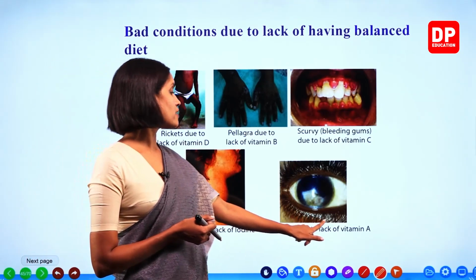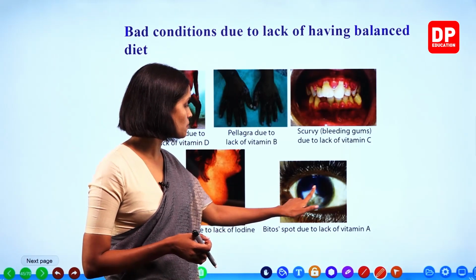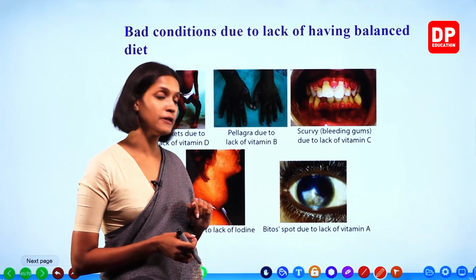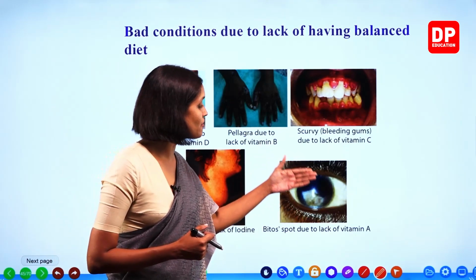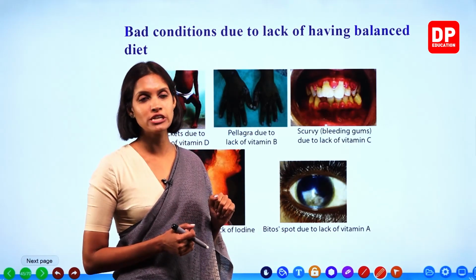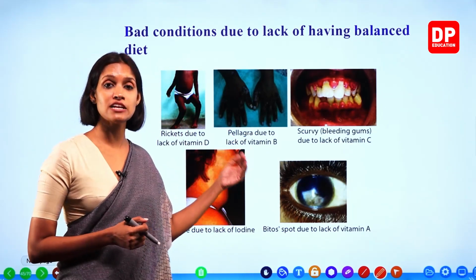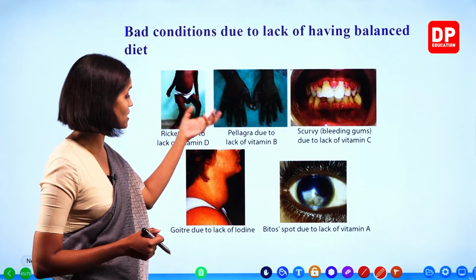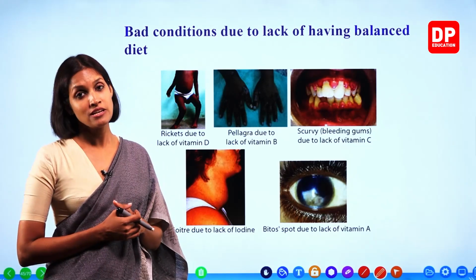Bitter spots due to lack of vitamin A. Look at this eye. You all can see these brown color like spots there. These are known as bitter spots. Bitter spots occur because of lack of vitamin A in your food. Right, children? So there are many other diseases that you will get because of lack of right amounts of nutrients in a diet.